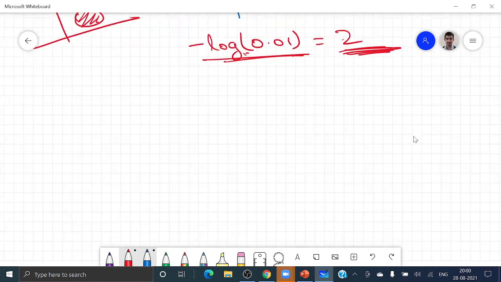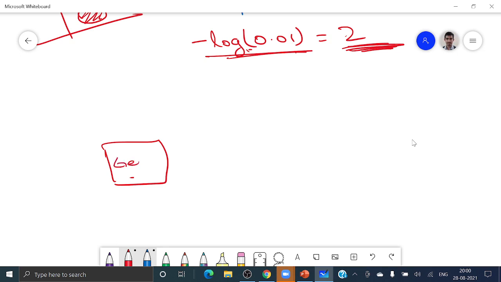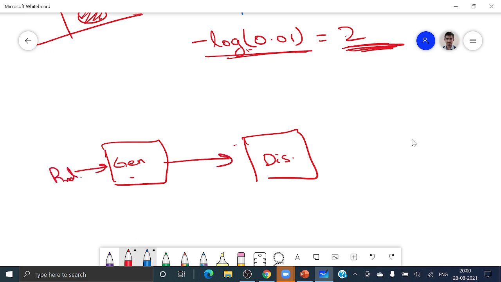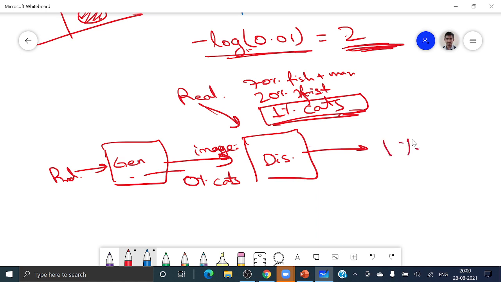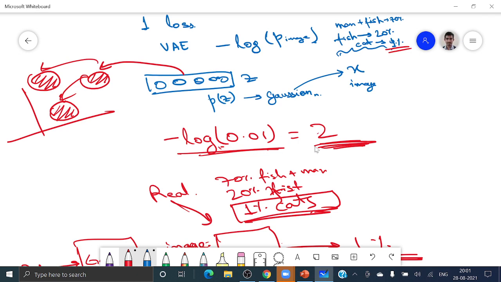Whereas what would happen if you start training a GAN? The GAN will have the generator neural network and the discriminator neural network. You are giving the generator some random number, and the discriminator gets the output images from the GAN, and it is also getting some real images. The real images will have some distribution, like 70% fish plus man and 20% fish alone, and say real images have 1% cats. Say the generator learns to give 0% cats. The discriminator only manages to figure out that whenever it is a cat, it's from the real images. So it gets only 1% of the cases as a classification loss. So it is getting a very small classification loss here, whereas it is getting a very big log likelihood loss over here in the variational autoencoders.